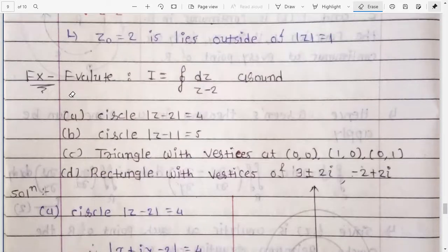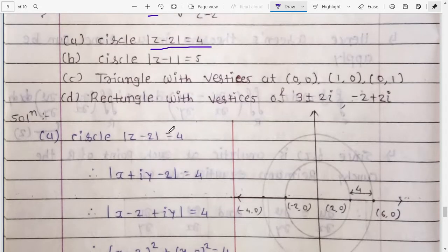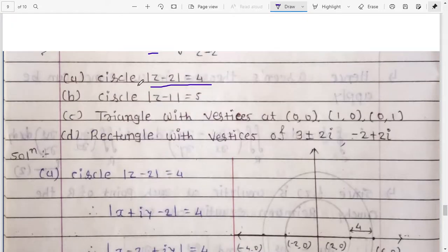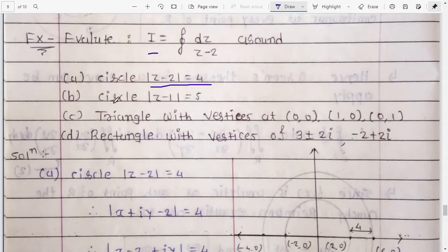Now solve the example. Evaluate the integration I is equal to the integration over closed curve of dz upon z minus 2 around these curves: first, the circle mod z minus 2 is equal to 4; the circle mod z minus 1 is equal to 5; a triangle with vertices at 0, 0, 1, 0, 0, 1; and a rectangle with vertices 3 plus or minus 2i, minus 2 plus or minus i.